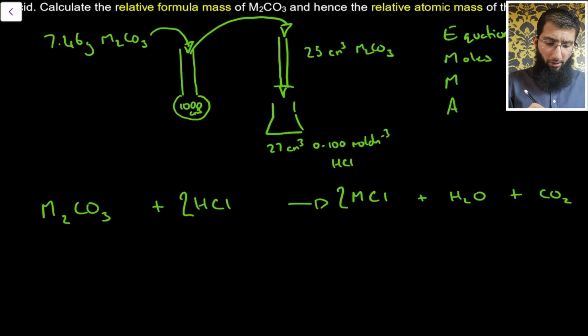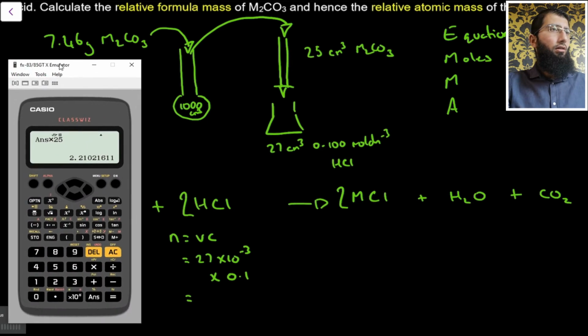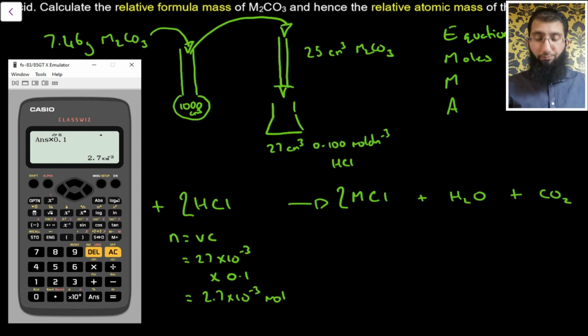So we know that moles is equal to Vc. So that must mean 27 times 10 to the minus 3, because we have to convert to decimeters cubed, multiplied by the concentration, which is 0.1. Let's have a look. 27 times 10 to the minus 3 multiplied by 0.1 gives us 2.7 times 10 to the minus 3, which is the same as 27 times 10 to the minus 4 mole. Okay, so we know that information. We know the moles of HCl. Okay, so we've ticked M in Emma.